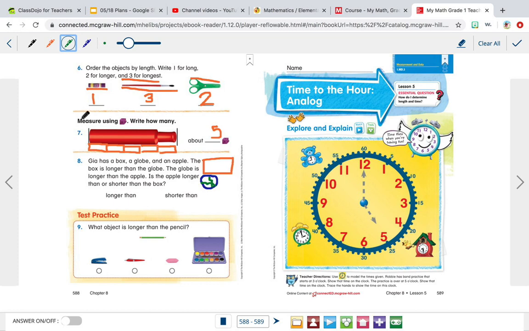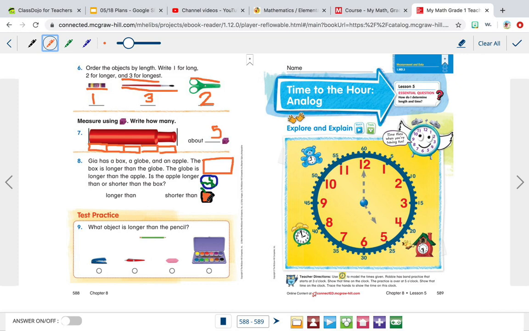And the globe is longer than the apple. So I'm going to write a little apple here. Put a little green stem on it. And I'll just make my apple orange because there are some orange apples. Okay, kind of looks like a pumpkin. So here's our box. Our box is longer than your globe. The globe is longer than the apple.